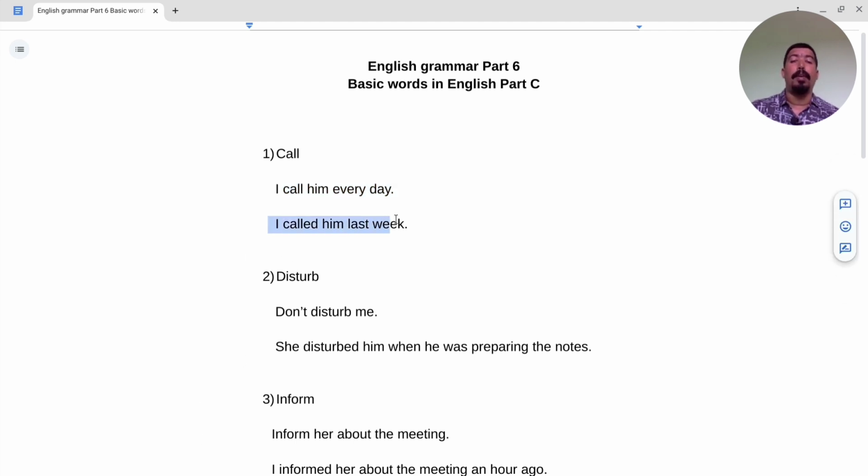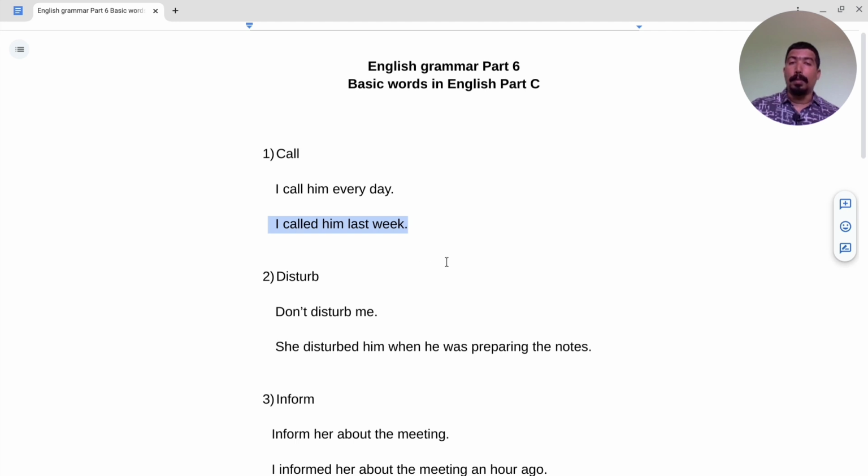Here, I called him last week. You can read the second sentence along with me. I called him last week. What does that mean? That is something that you did. Here, called is the V2 form, or the second form of the verb, expressed in simple past tense. Any action that you completed before this present time can be expressed in simple past tense. So that is why we use the word called.